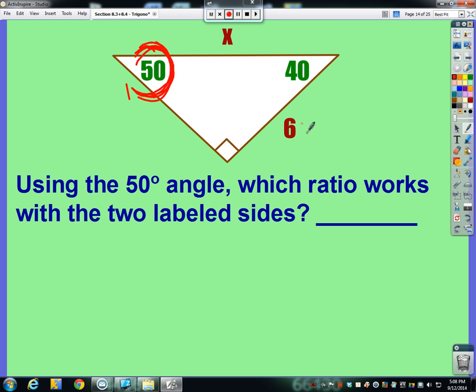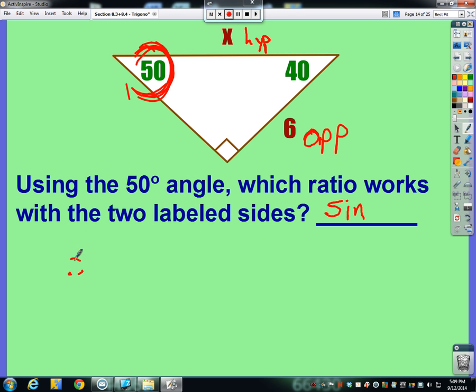So the 6 is the opposite side, and x is still the hypotenuse. Let me write hypotenuse. You let me write it down there, but you won't let me write up here. Back to the mouse. HYP. So which ratio, sine, cosine, or tangent, dealt with opposites and hypotenuses? Well, that was sine. So we're going to use sine to solve for x in this problem.